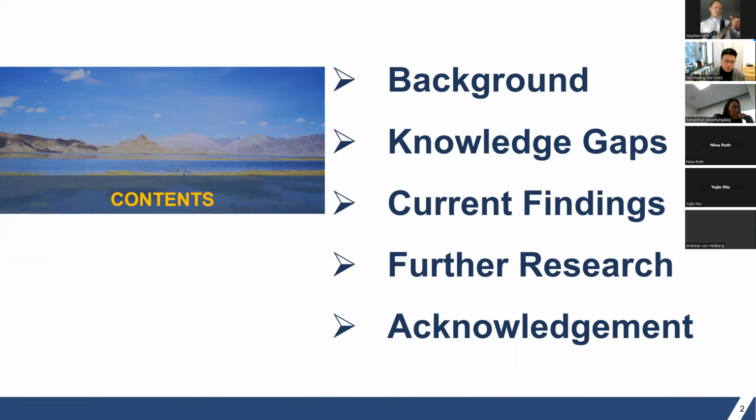I organized the slides in 5 parts: background, knowledge gaps we want to fill, the current findings we published in the last years, and further research plan. And the last will be the facts.